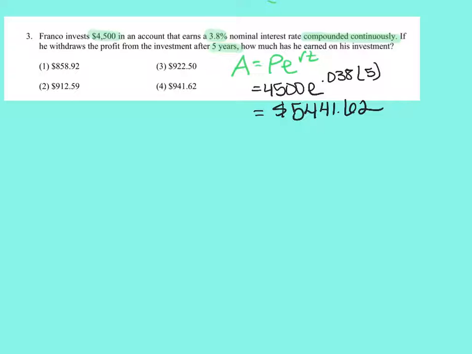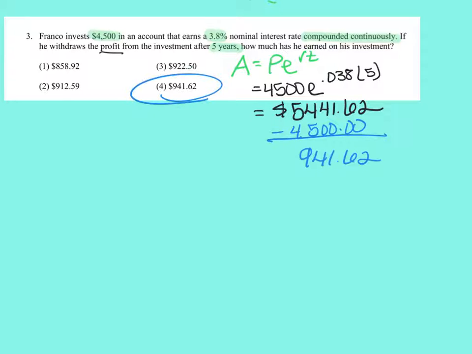So one of two things could have happened. I could have done it incorrectly, so I might want to double check that I put it in my calculator correctly. Or maybe I should reread what they're asking because, again, it's wordy. If he withdraws the profit from the investment after 5 years, how much has he earned on the investment? So they want to know how much he's earned on the investment. Not how much did he get altogether, but how much has he earned? So I'm just going to subtract the investment away from the total, and that gives me $941.62, which is choice 4.